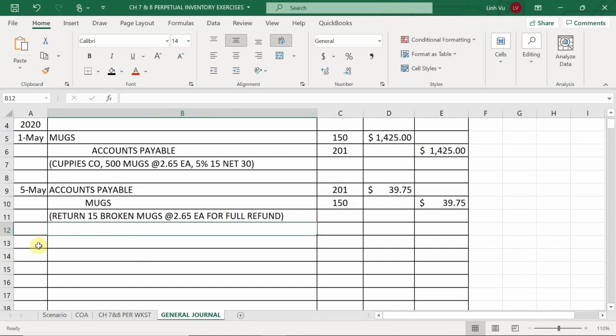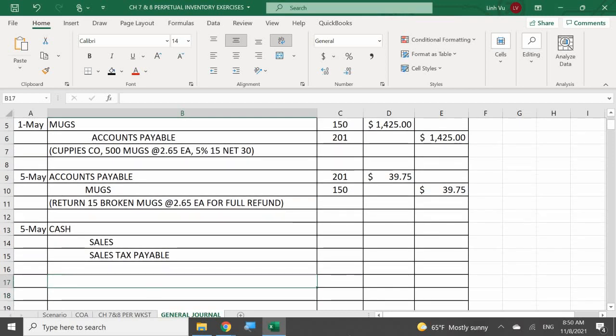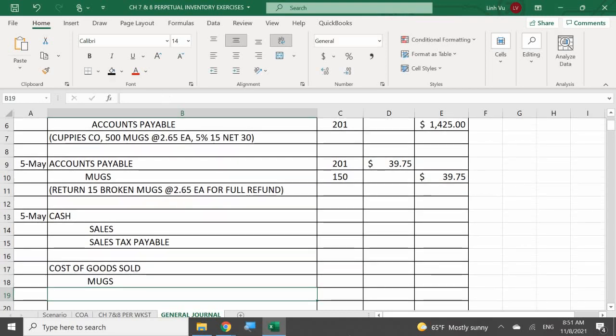So this is what you said. You said May 5th, we're going to recognize that we received cash, right? We have sales and sales tax payable. Now, the second part of that journal is going to be what did you say? Cost of goods sold? Yep, and mugs. Good. And mugs. So in this case, because we're doing perpetual inventory, because we have to sell something, we have to take out things from inventory.